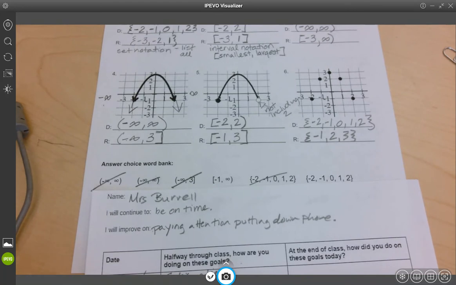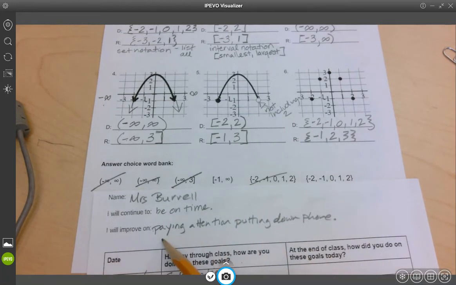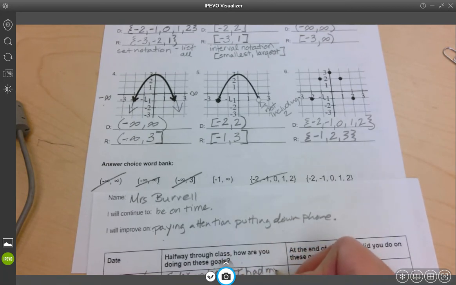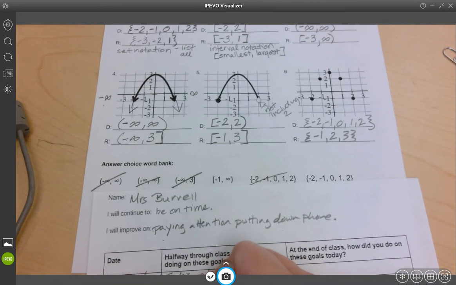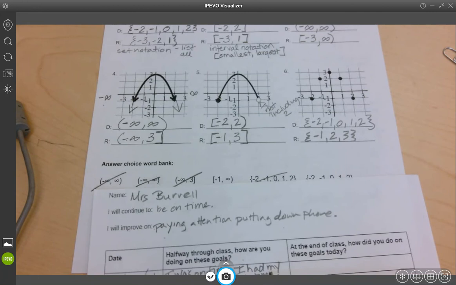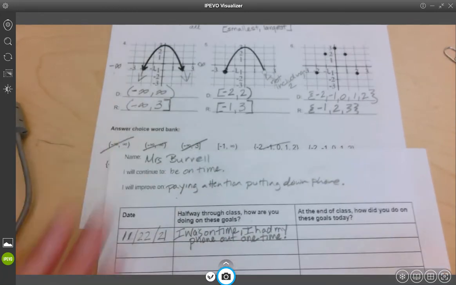If you didn't progress on that goal yet, that's okay. That's something that you're going to work on next time. And then my second goal was paying attention and putting down my phone. So I had my phone out 1 time. Okay, so in that little box, you're writing how much progress did you make on your 2 goals that are on this paper.